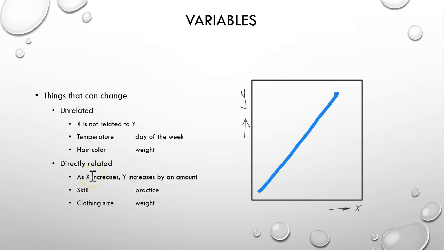Directly related variables are things that directly change. So your skill at something directly changes with the amount of practice you put into it. Your clothing size is related to your weight. Other things that increase is the amount of money you make is related to how many hours a week you work if you're an hourly employee. So those are things that are directly related.